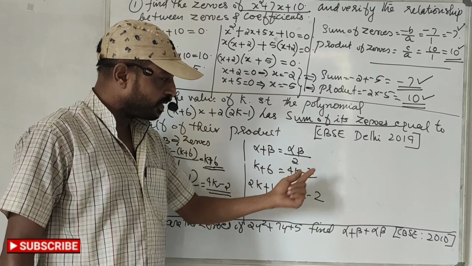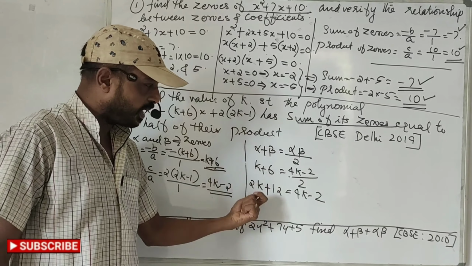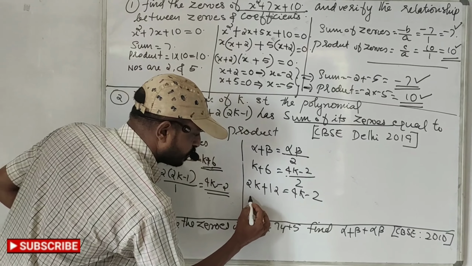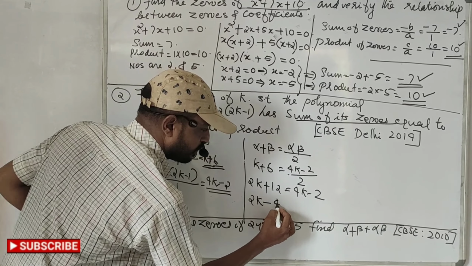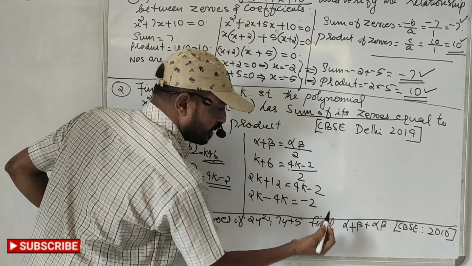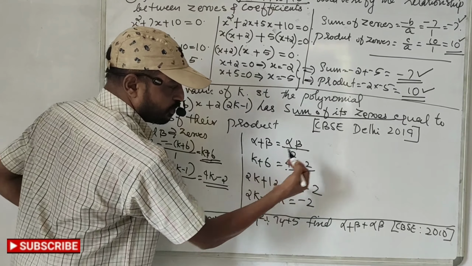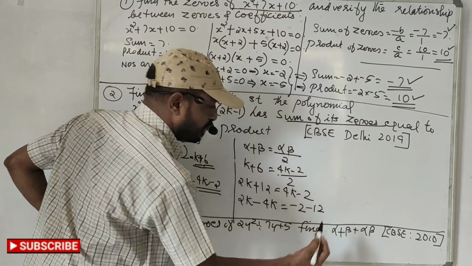To find out the value of k, take all the terms involving k to the left hand side. So here we have 2k. Here we have 4k, and that is brought to the left hand side, so that it becomes minus 4k. Here we have minus 2, and that is written as it is. Plus 12 is brought to the right hand side, so that it becomes minus 12.